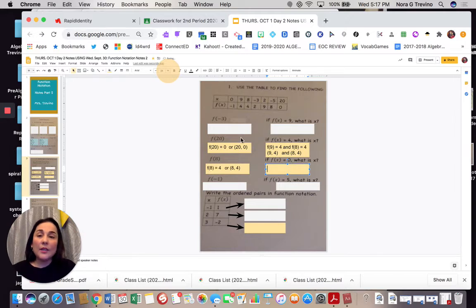f of x equals 0. Now the 0 is on the outside, so it's a y. So I'm going to have to go look for it down here. Don't get confused. I see a 0 up here, but it's not an output, that one. Okay? I need to go look for it down here. So the partner of 0 is 20. So I'm going to put f of 20, because that was the x partner, equals 0. The ordered pair was 20, 0.